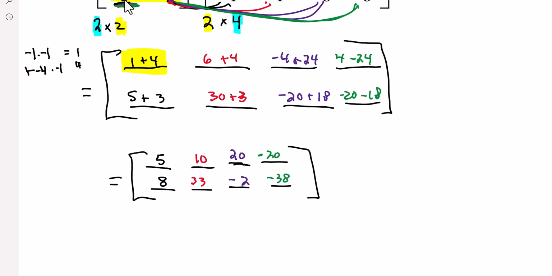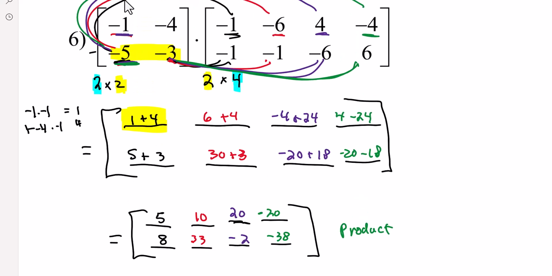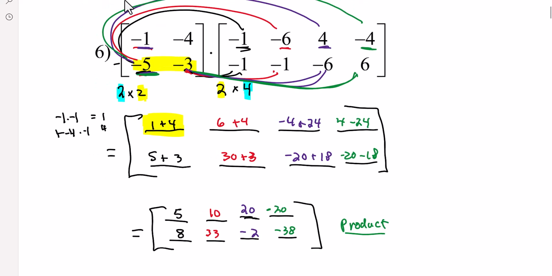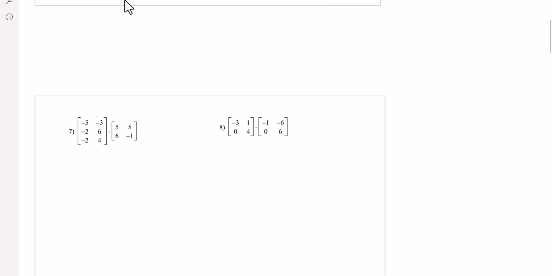And this is the product. We multiplied two things together. When you multiply, the answer to a multiplication is the product. This is the product matrix. Okay, let's see if there's another one.